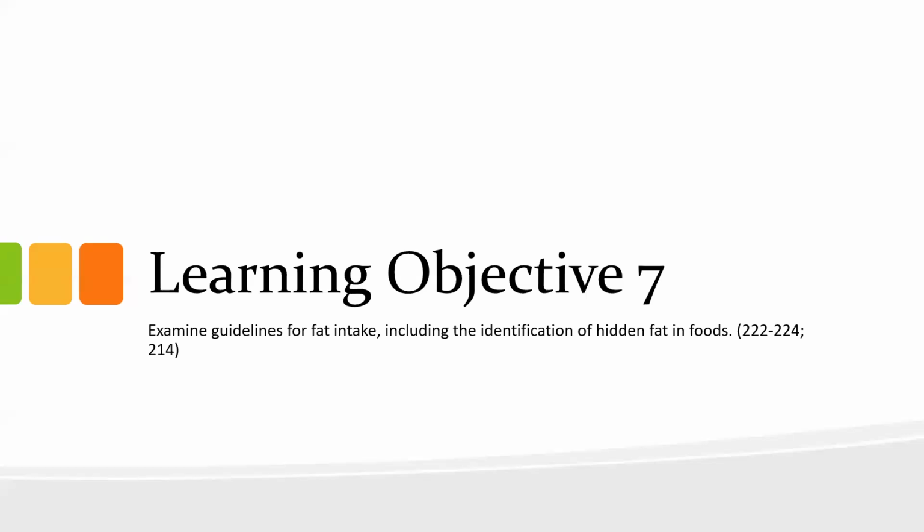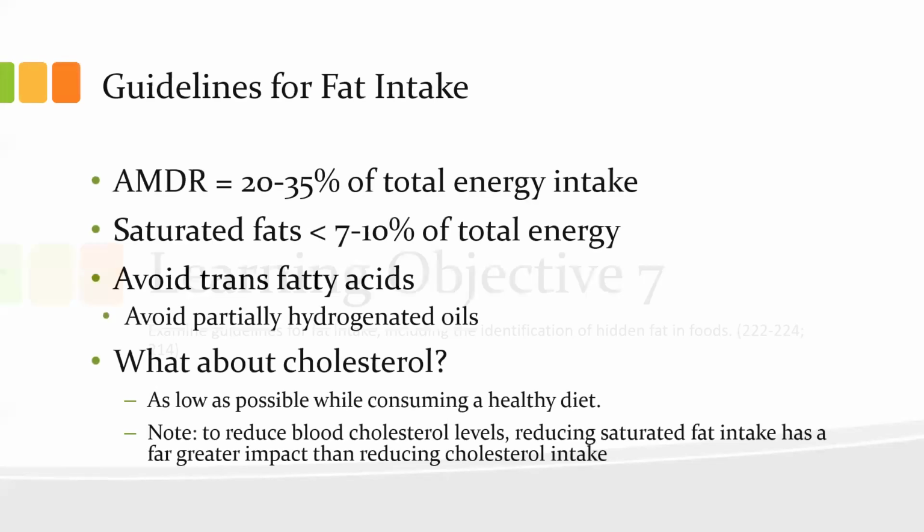So maybe we should take a look at the guidelines for fat intake and how we might find foods that might have hidden fat, meaning you don't think that it would because it doesn't look like an animal fat, but it's got a ton of it. So, first of all, the AMDR for fat intake is 20 to 35% of your total daily energy intake. But of that, saturated fats, the ones we talked about before, should really only be like 7 to 10%. The reason for that is we really want to avoid those because of how they affect our cholesterol and might point to potential cardiovascular system problems.